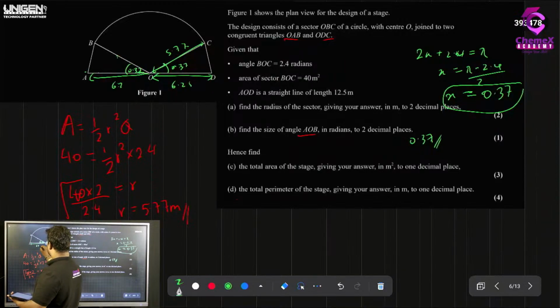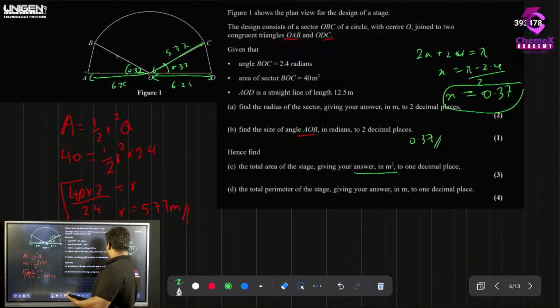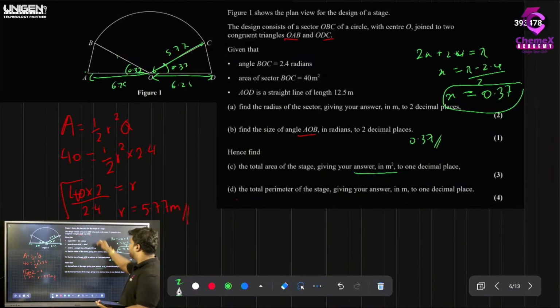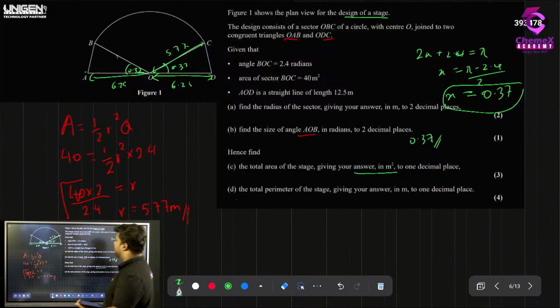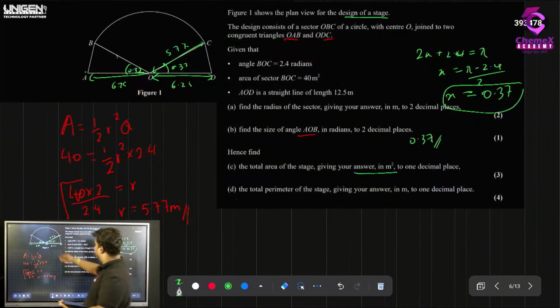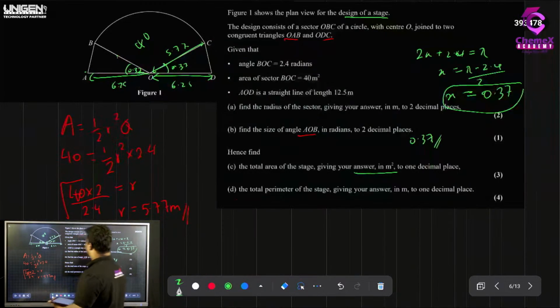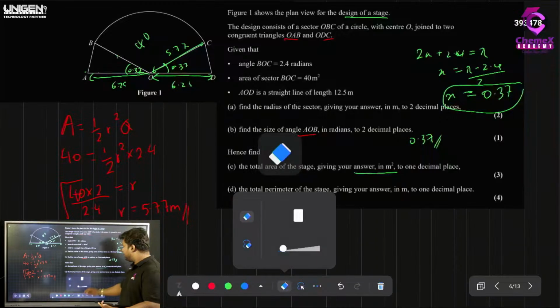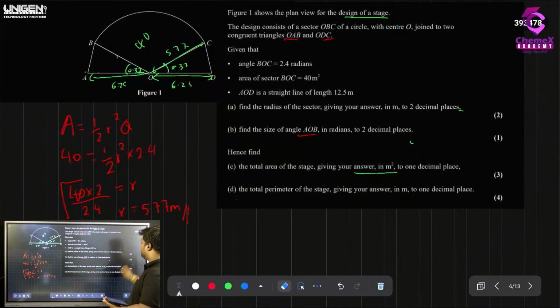Now look at the next question. Find the total area of the stage, giving your answer to 1 decimal place. So what is this stage? Plan view of the design of a stage. So the entire stage they are asking. So how do you get it? Since you know the area of this sector is 40, we just need to find the areas of the two triangles. Triangles are also equal in area. If you can find one, you know how to do it afterwards.